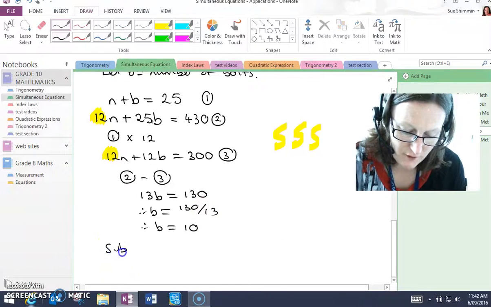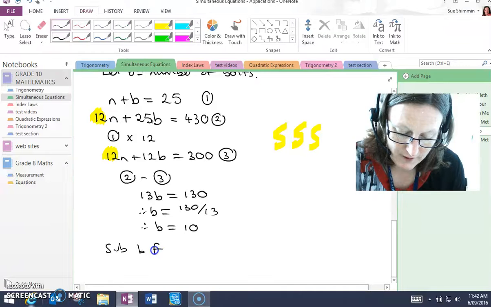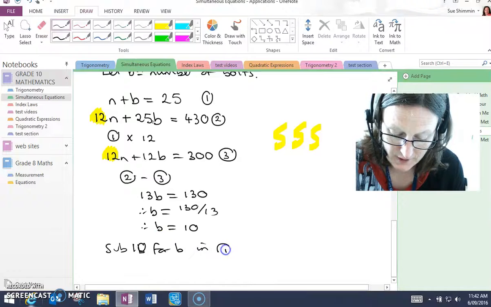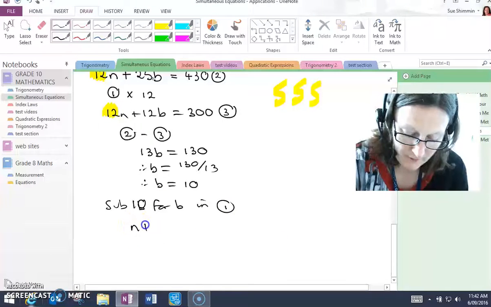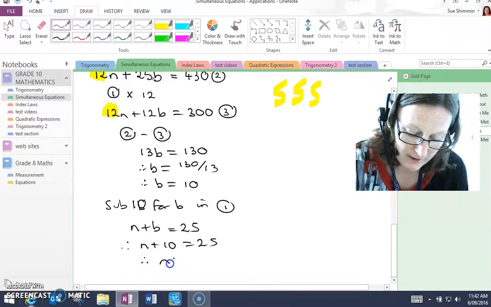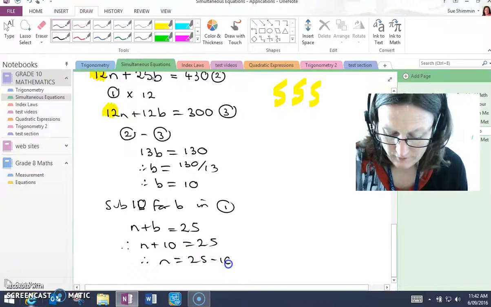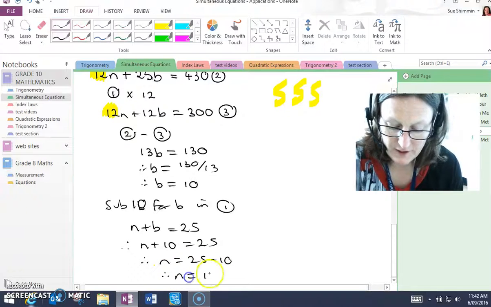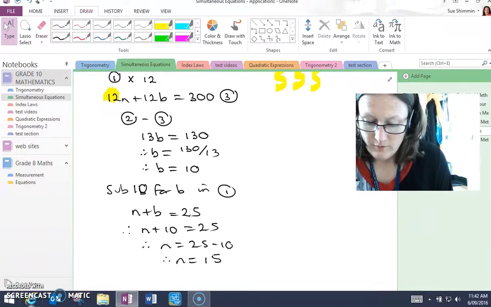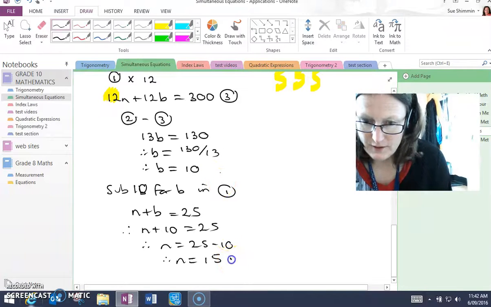If I substitute 10 for b, so in number 1, so here's number 1, but I'm going to put, instead of b, I'm going to put 10. Then I'm going to take 10, so n is 15. So we have just found that Genevieve bought 10 bolts, 15 nuts.